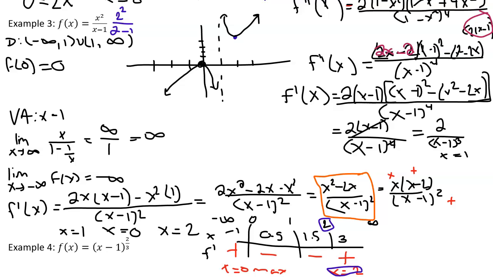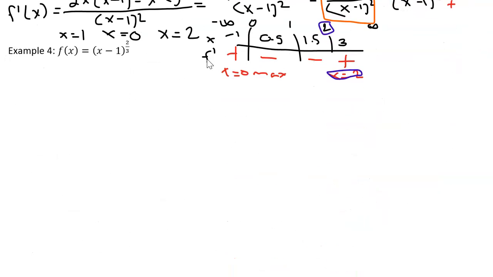Let's do another one. We have x minus 1 to the 2/3, which is a radical function, and we're going to repeat the process. Because this is a cube root, remember your rules here. It actually has an infinite domain. We can't plug in anything here that's going to cause an error. Cube roots accept both positive and negative values. So my domain is all real numbers.